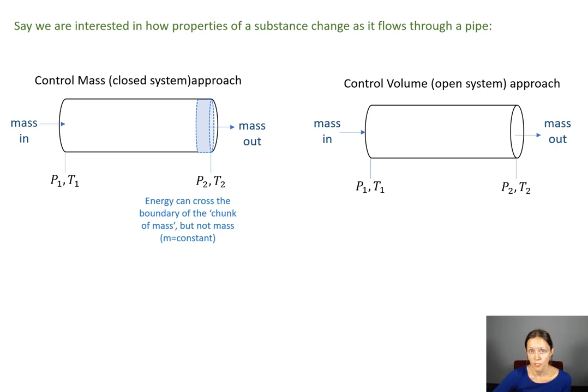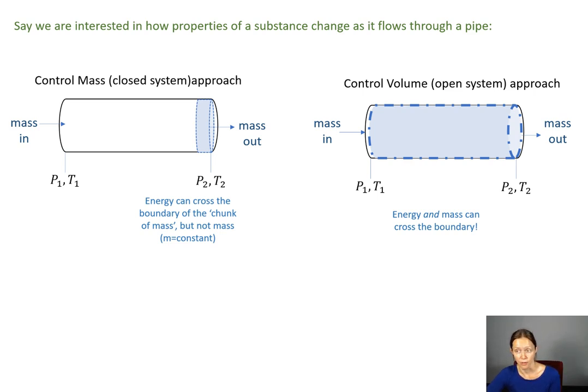So here we are, same thing. I want to know how the properties change from one location in the pipe to another location. So what I'm going to do is, instead of looking at a chunk of mass I'm interested in analyzing, I'm going to look at a region of space I'm interested in analyzing. And that region of space is going to go from one location in the pipe to another location in the pipe. Now in this case, I can absolutely have mass cross the system boundary because it's coming in the inlet and it's leaving at the outlet, and energy can cross the system boundary.